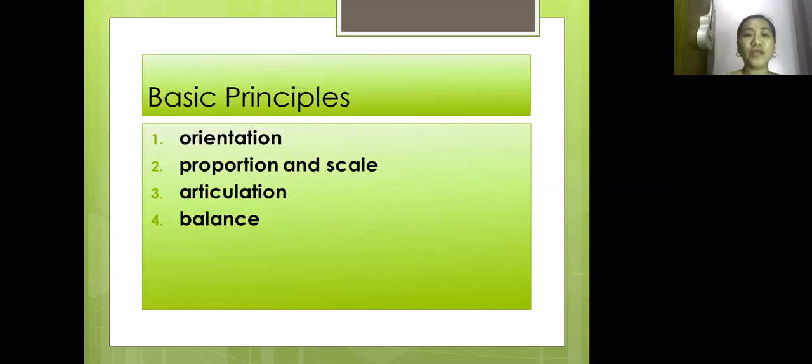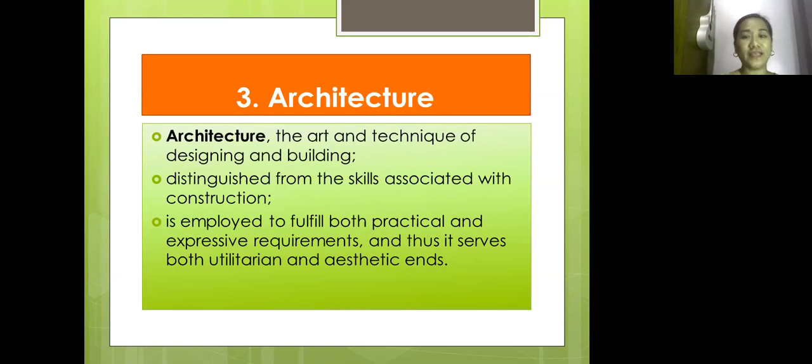Okay, next one, we have the architecture. When you say architecture, it is the art and technique of designing buildings. We have discussed in the past that the ancient structures are the Bahay Kubo, the Bahay Bato, and now we have the buildings and condominiums all over the world. So it is distinguished from skills associated with construction. That's the meaning of architecture.